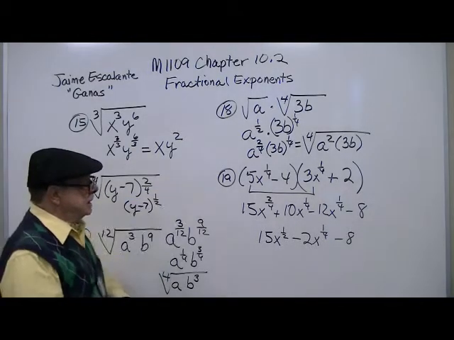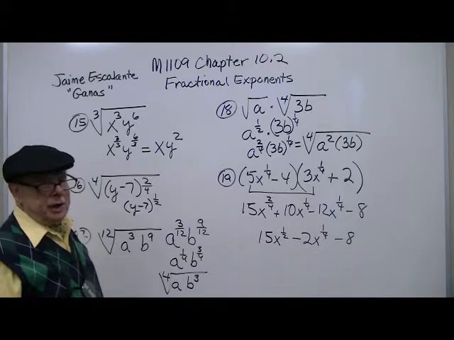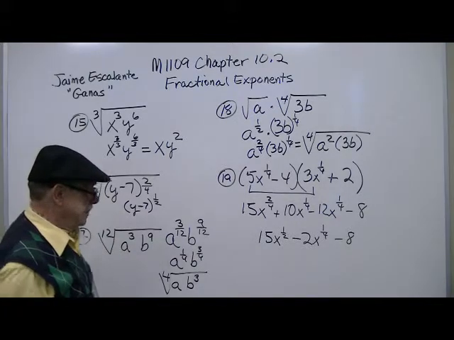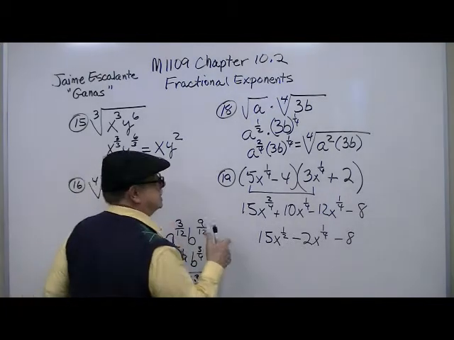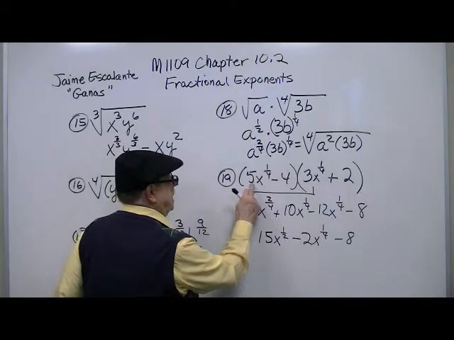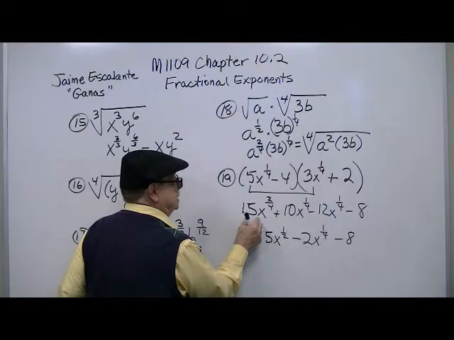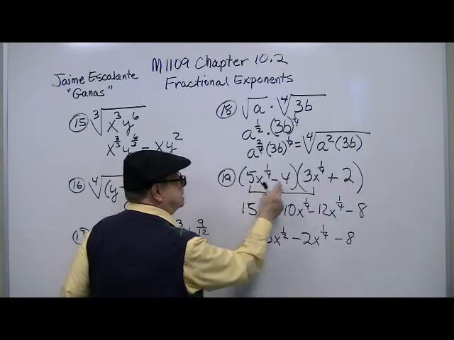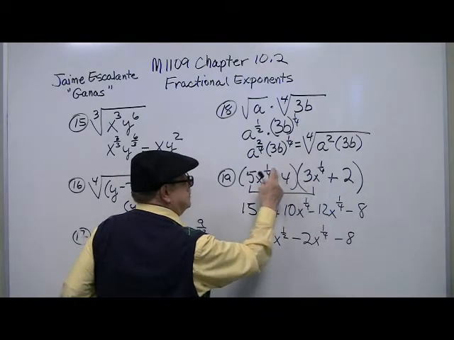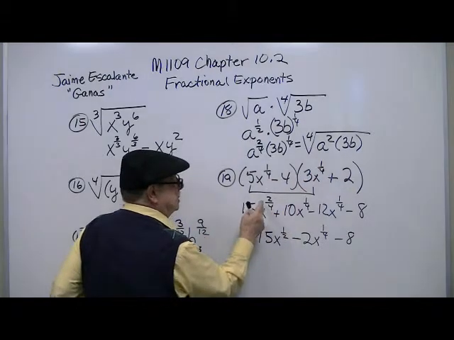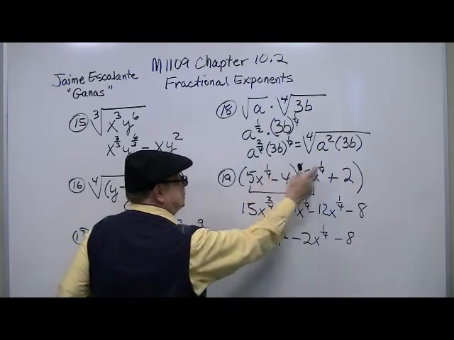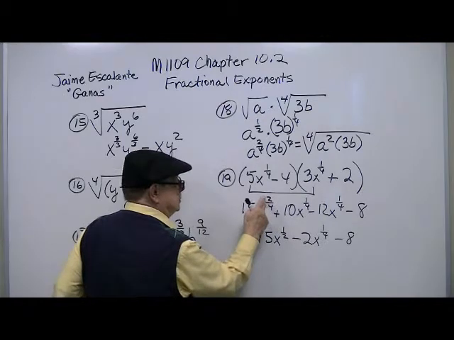In number 19, they're asking us to FOIL here. So let's follow this slowly here. 5 times 3, my first, gives me a 15. Now when I multiply this times this, I have to add my exponents. And 1/4 plus 1/4 gives you 2/4.